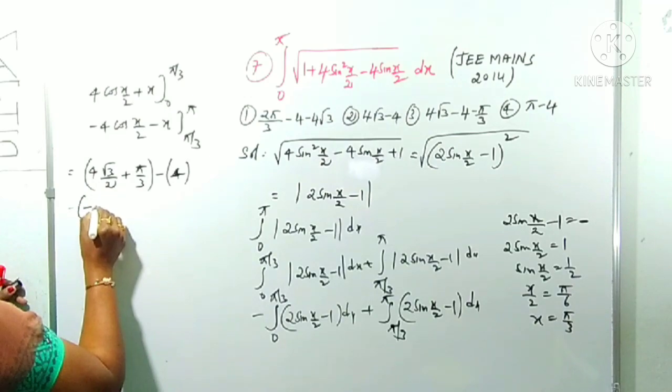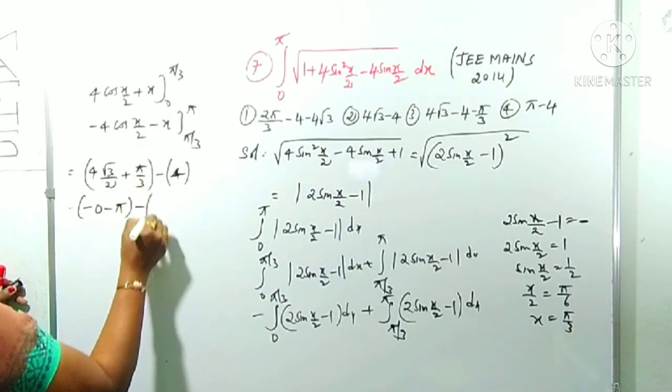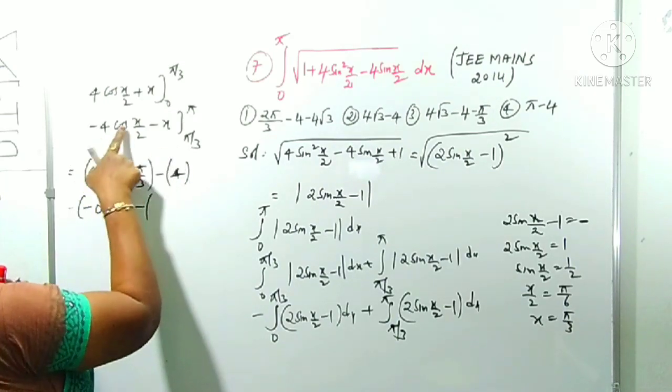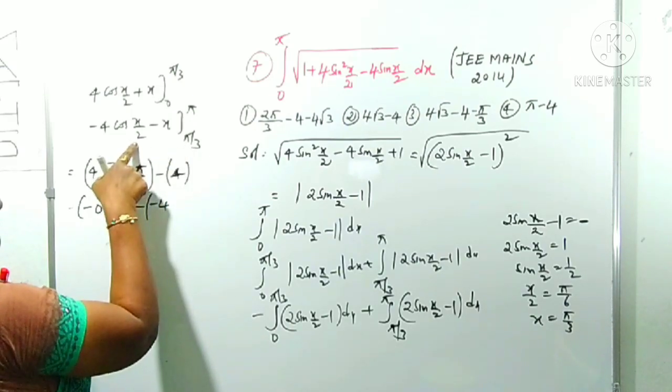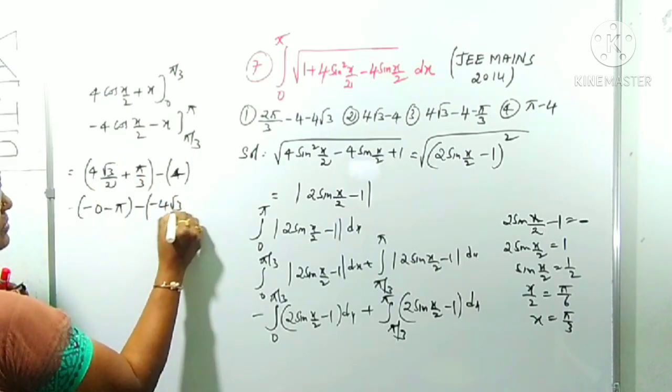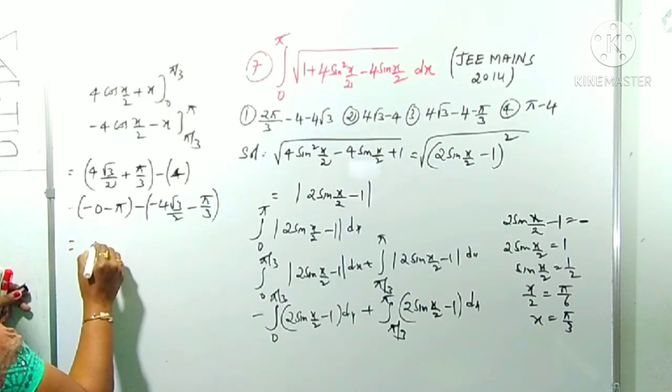Cos pi by 2 is 0. Right, minus pi with minus of pi by 3. Cos pi by 3 minus 4 is already there. Cos pi by 3 by 2 means pi by 6, root 3 by 2 with minus pi by 3. That's it. Now we can make the simplification.